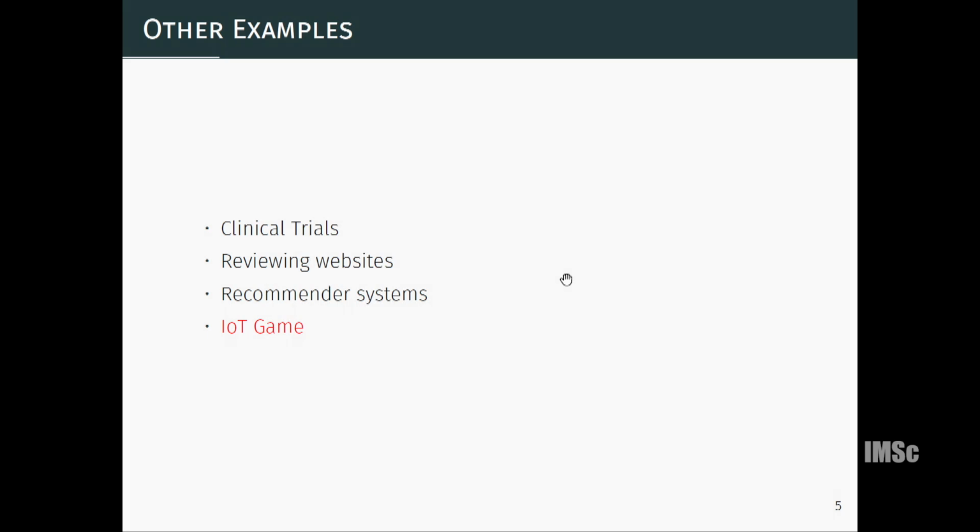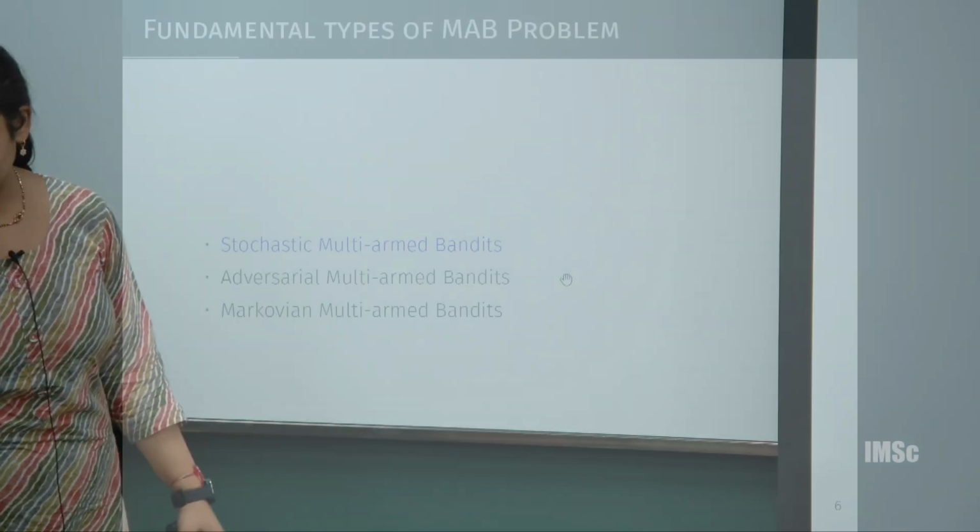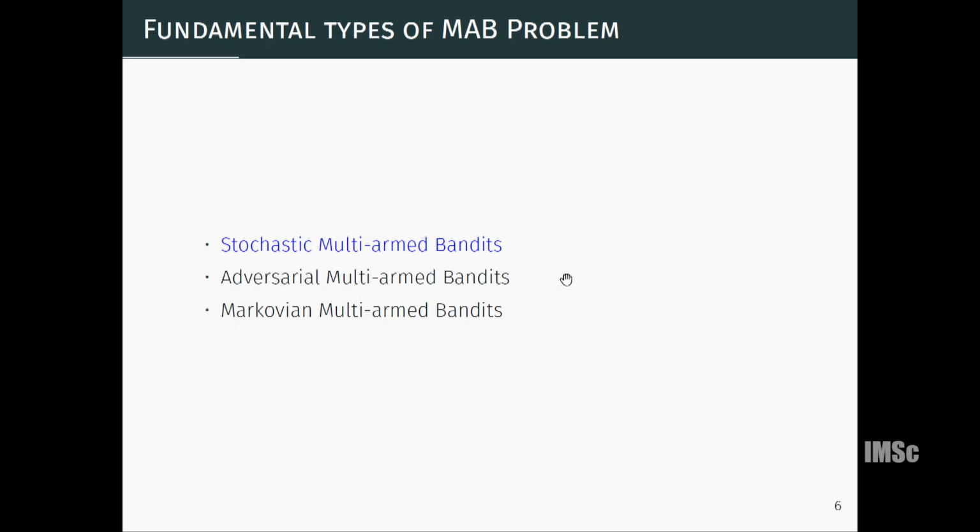I'll come to the smart grid example later, but this is a general trend. In any application where there is some uncertainty involved, basically learning, and you have lots and lots of options and you are learning the quality of the options, in such scenarios you can apply your multi-arm bandit. So there is a recommendation system, there is a reviewing website. It started with clinical trials, IoT, games, and so on and so forth. So I hope the motivation is clear.